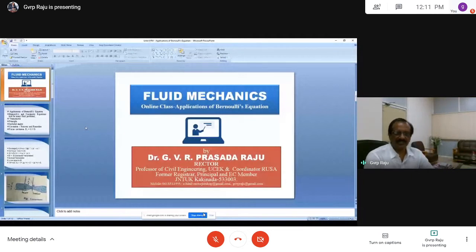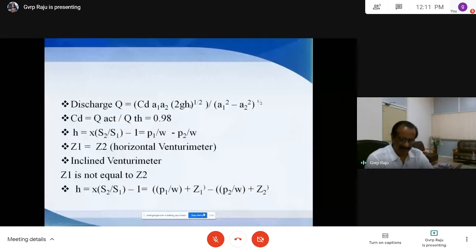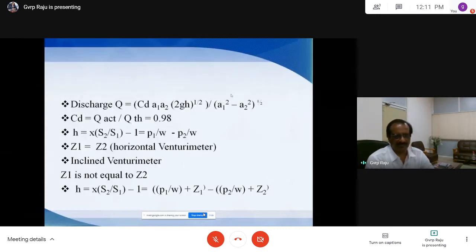Both are same. This you can substitute here so that you can find out discharge. The purpose of the venturimeter is to find out discharge. Try to remember this equation: Q = Cd A1 A2 square root of 2gH, divided by square root of A1 square minus A2 square. Simple equation, but try to remember this equation, it is very, very important. And H is equal to x into (S_m/S_l minus 1).